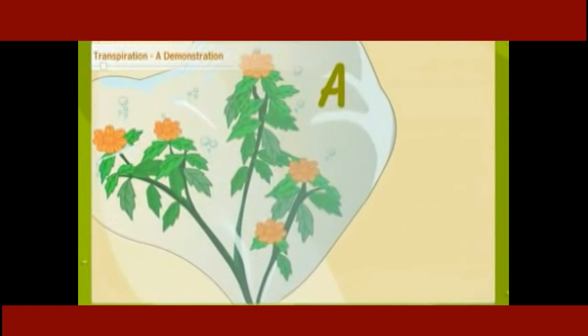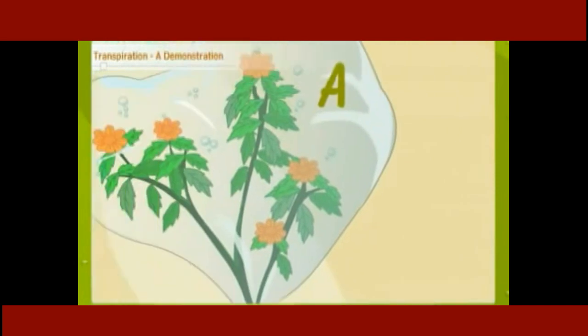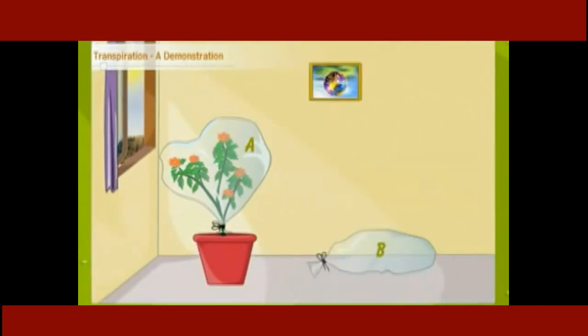Drops of water will appear on the inner side of the bag A. The polythene bag B will not show any water drops in it. The leaves give off water vapor, and due to condensation of the water vapor, tiny drops of water get collected. This experiment shows that plants give out water to the atmosphere through transpiration. I hope it is clear, isn't it?